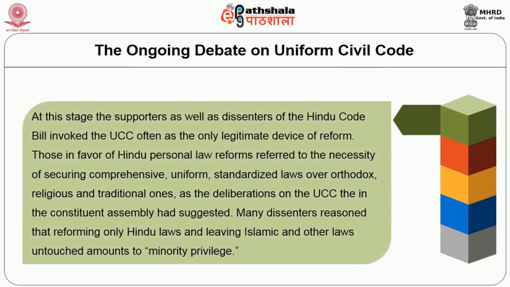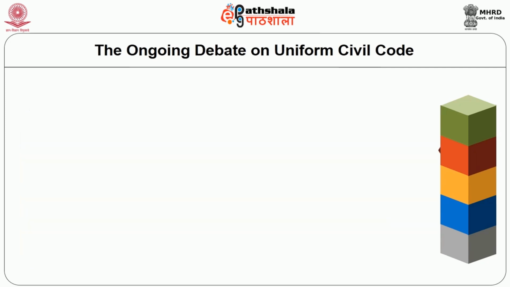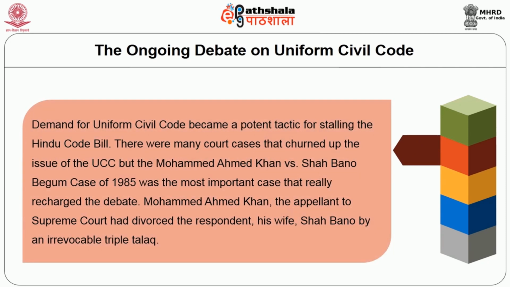At this stage, the supporters as well as dissenters of the Hindu Code Bill invoked the UCC often as the only legitimate device of reform. Those in favor of Hindu personal law reforms referred to the necessity of securing comprehensive, uniform, standardized laws over orthodox, religious and traditional ones, as the deliberations on the UCC in the Constituent Assembly had suggested. Many dissenters reasoned that reforming only Hindu laws and leaving Islamic and other laws untouched amounts to minority privilege. Demand for Uniform Civil Code had become a potent tactic for stalling the Hindu Code Bill.